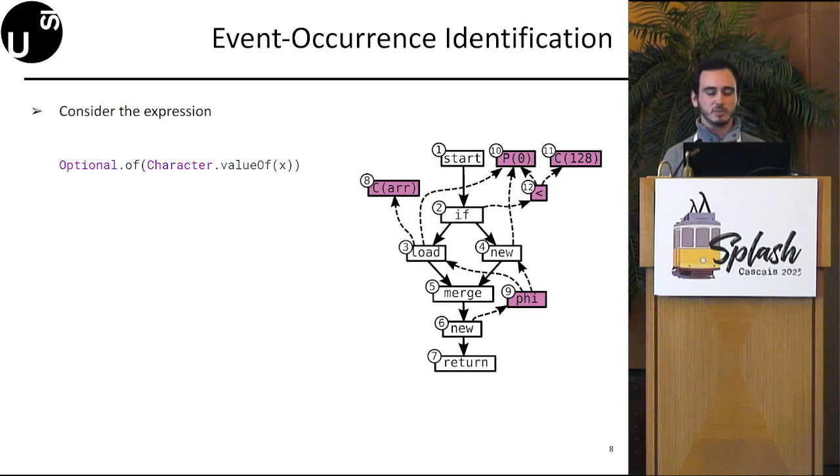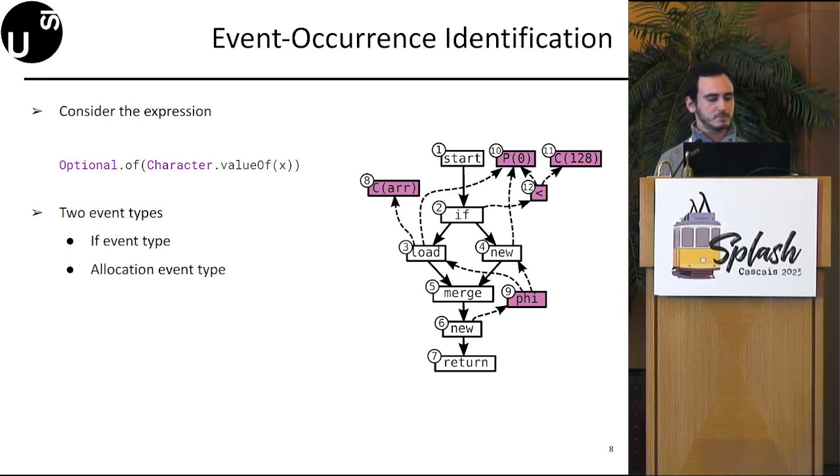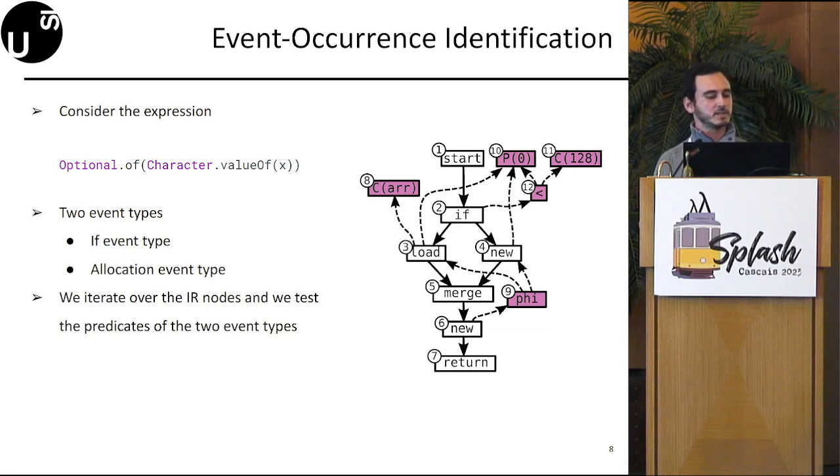Let's consider, for example, this expression, Optional.of(Character.valueOf(x)). The IR corresponding to this expression is reported on the right-hand side of this slide. White nodes connected with solid arrows define the control flow, while purple nodes connected with dashed arrows define the data flow. We are interested in profiling two different event types, that are the if event type and the allocation event type. Hence, we iterate over the IR nodes and we test the predicates of these two event types, identifying one occurrence of the if event type and two occurrences of the allocation event type at nodes 2, 4, and 6.